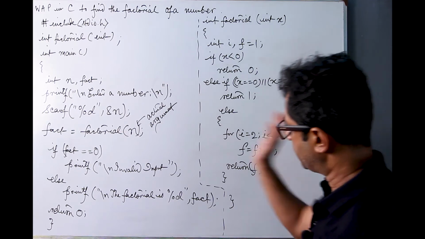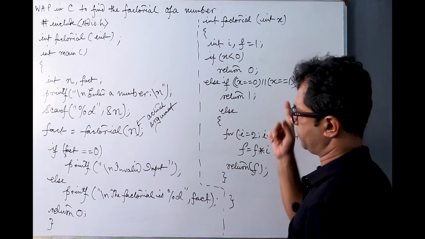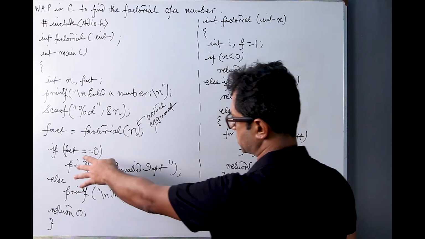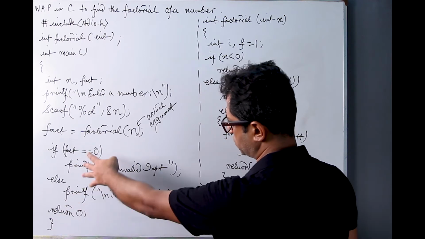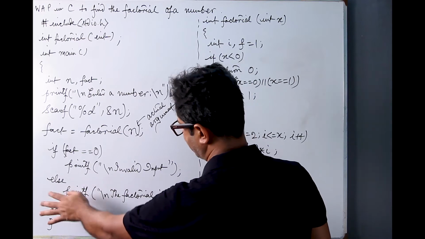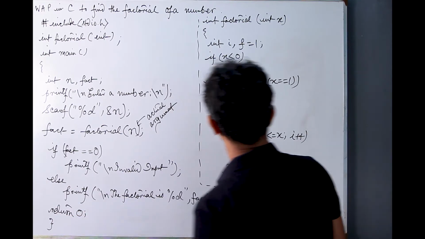In order to make you understand what the logic behind this is, I have to go to the function body or the function definition. But for the time being, I am just going to read out the line. If fact equals 0, printf invalid input, else printf the factorial is %d, fact, return 0 and closing brace.